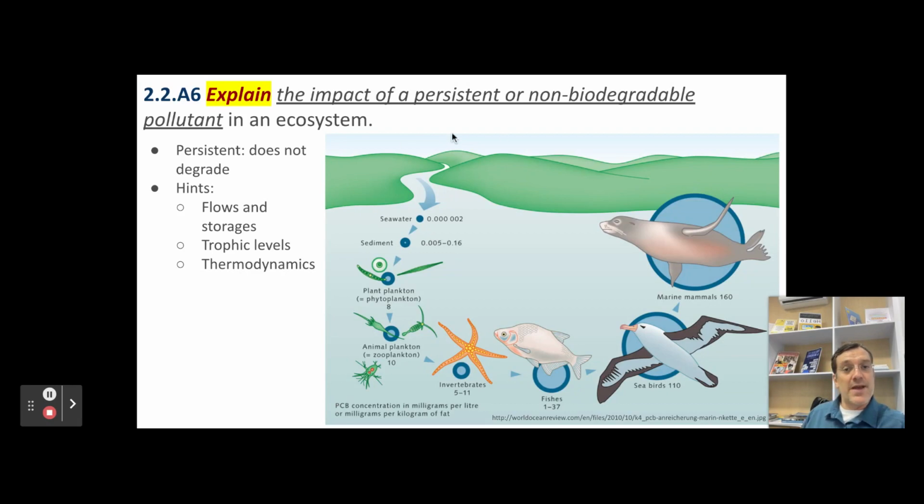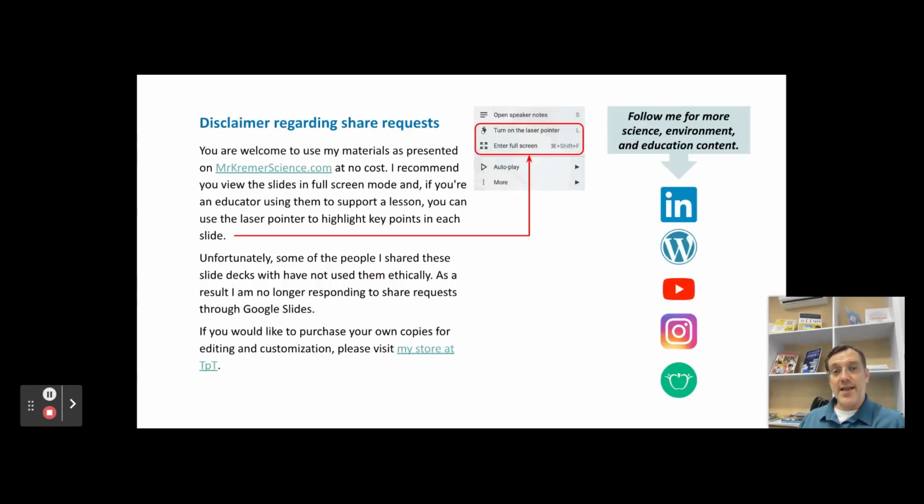Explain the impact of a persistent or non-biodegradable pollutant. I suggest you focus on something that's well known, such as DDT or mercury. And you should be able to identify both the process of bioaccumulation within an individual organism over time and the biomagnification along a food chain within an ecosystem. That's it for today. That's topic 2.2, communities and ecosystems.